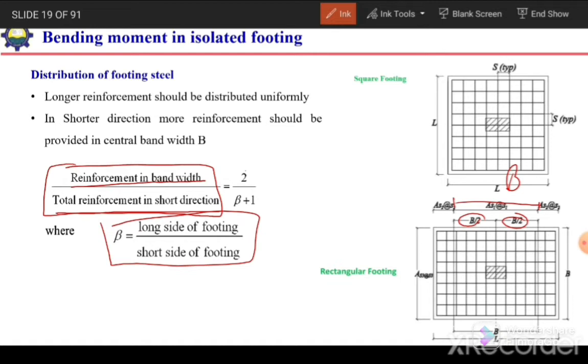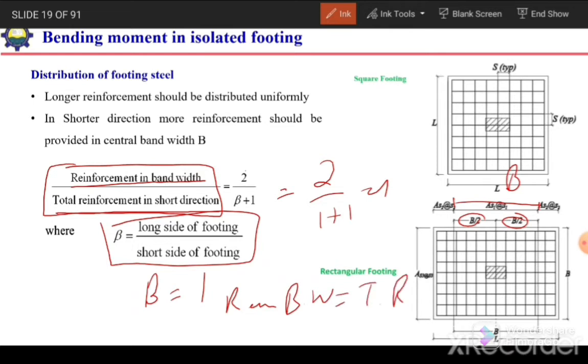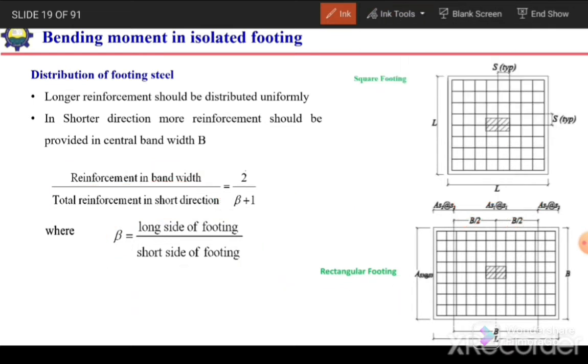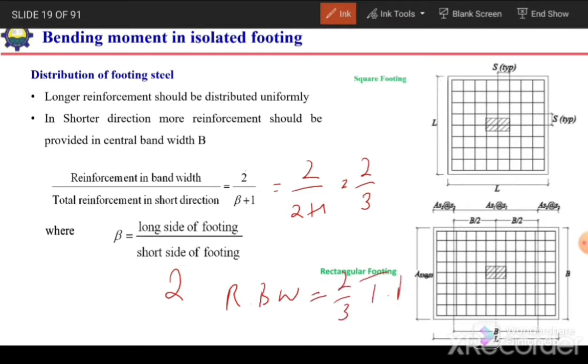So for example, if we have a square footing, in that case beta will be equal to 1, and this fraction will become 2 over 1 plus 1, which is equal to 1. So it means reinforcement in bandwidth should be equal to total reinforcement. But if beta is equal to 2, in that case it will be 2 over 2 plus 1, it will be 2 by 3. So what does it mean? The reinforcement in bandwidth will be equal to two thirds of total reinforcement. So two thirds of total reinforcement will be provided in this much area, and the remaining one third will be provided in the remaining area on both sides.